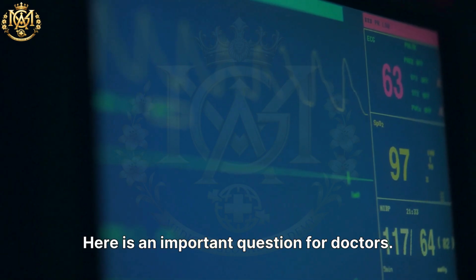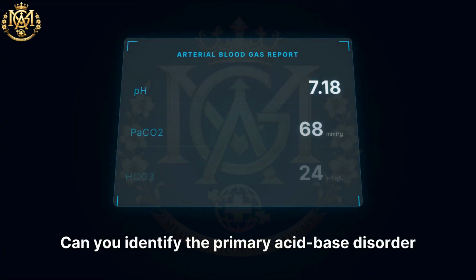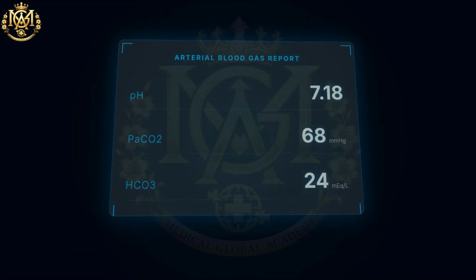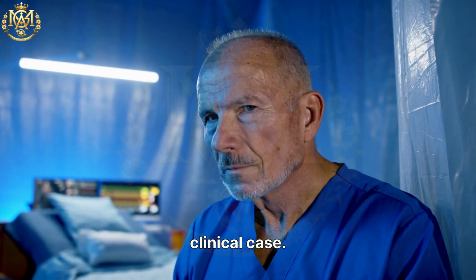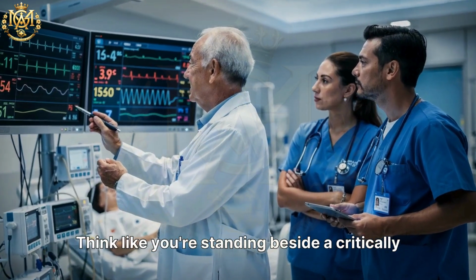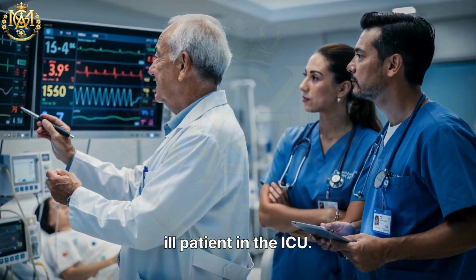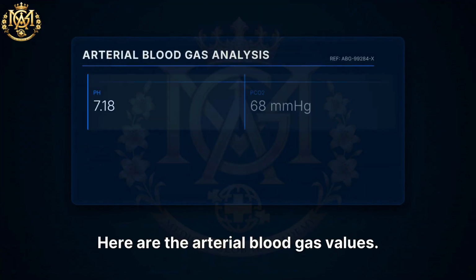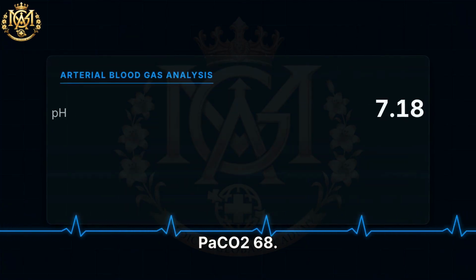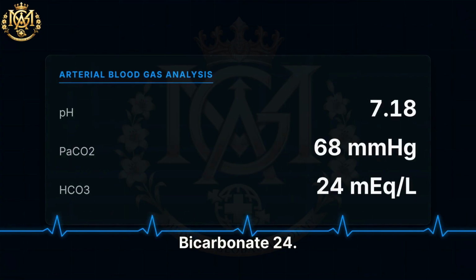Here's an important question for doctors. Can you identify the primary acid-base disorder from this ABG? Please do not skip ahead in this clinical case. Think like you're standing beside a critically ill patient in the ICU. Here are the arterial blood gas values: pH 7.18, PaCO2 68, bicarbonate 24.